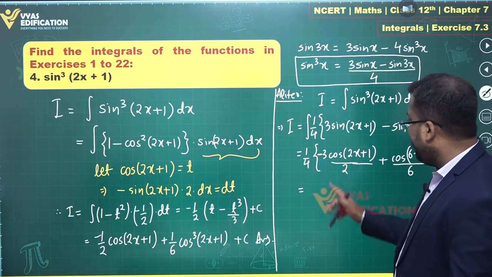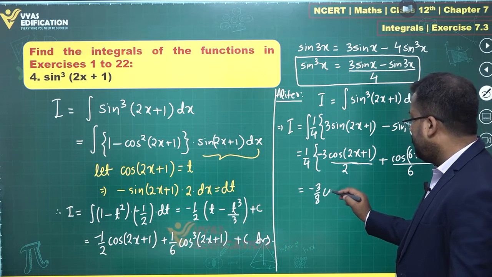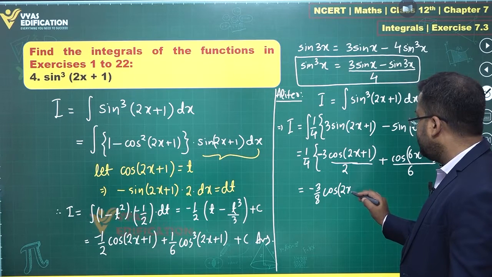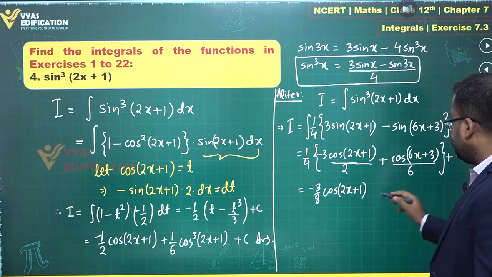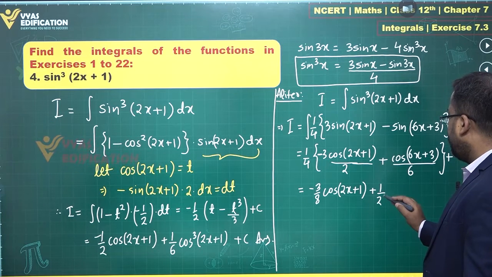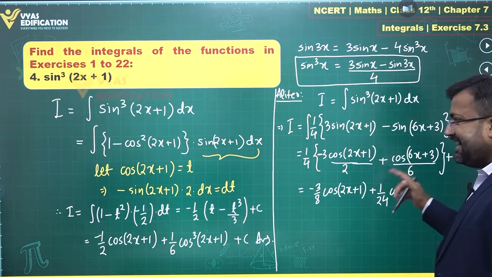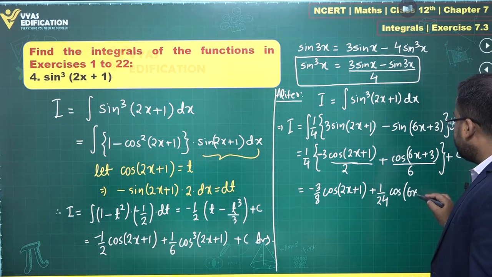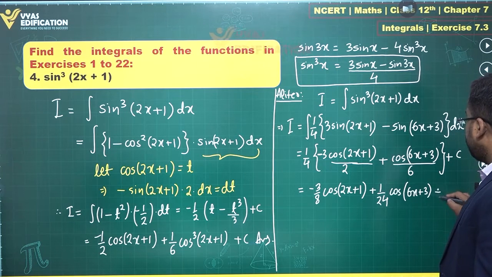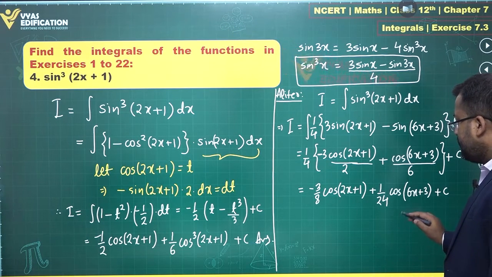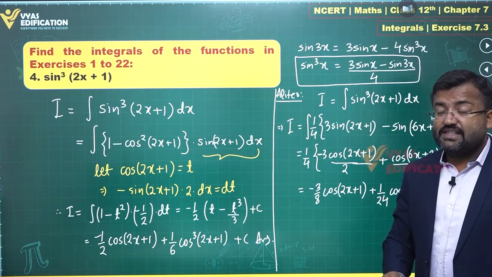So this will simplify to minus 3 upon 8 cos of 2x plus 1. And what do you have? 1 by 4 and 6. This becomes 1 by 24 cos of, this is actually 3 times 2x plus 1. You can write it as 6x plus 3 only, but this is actually thrice of this angle, plus a constant of integration. So this is another form of that same answer.